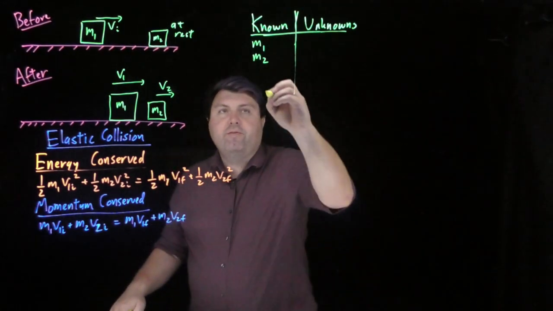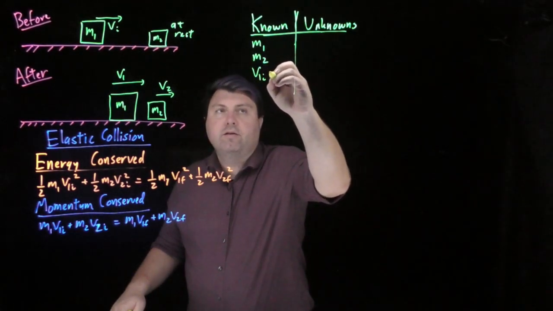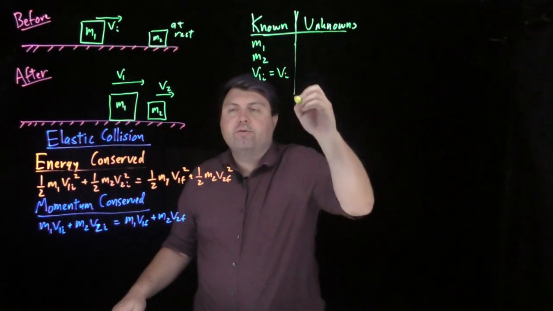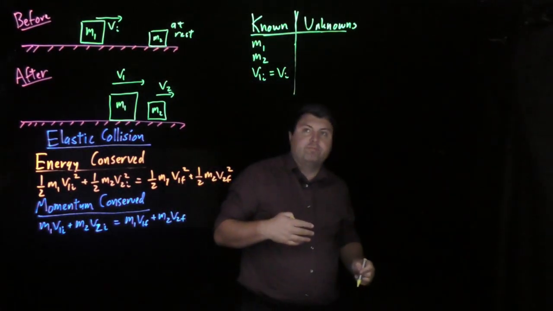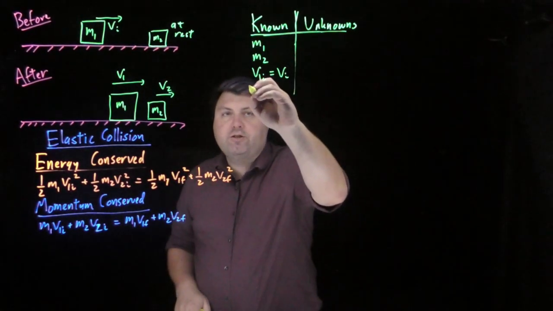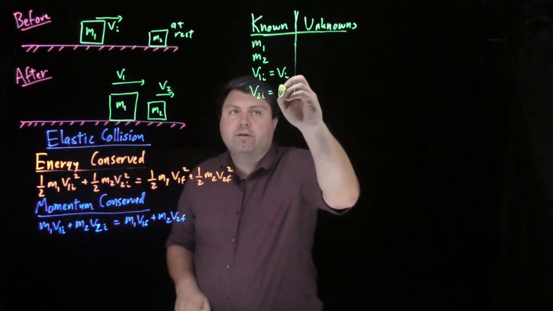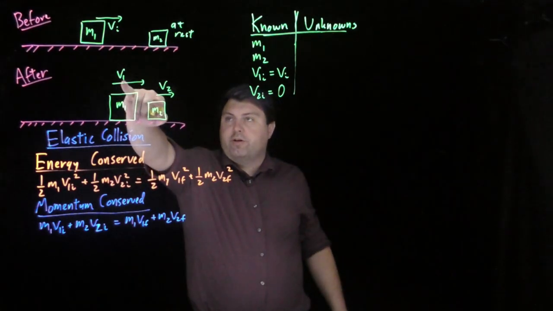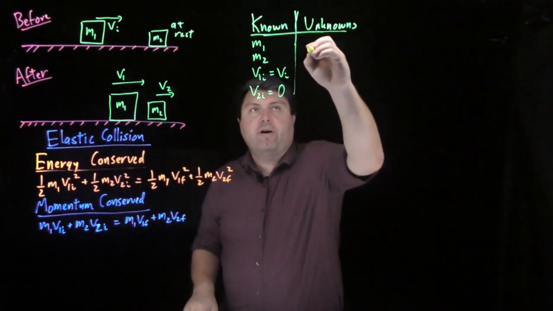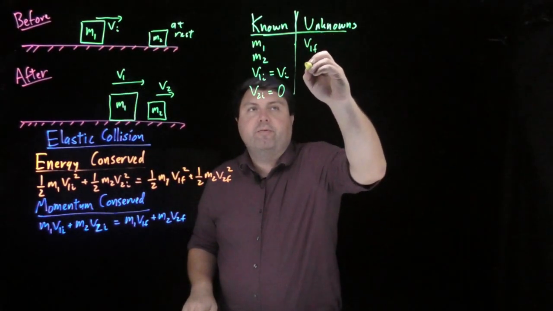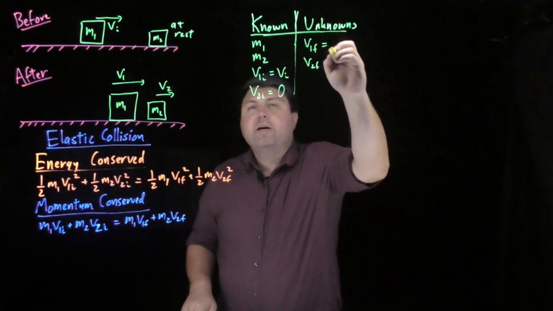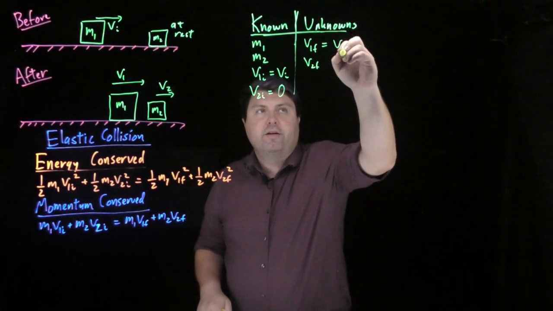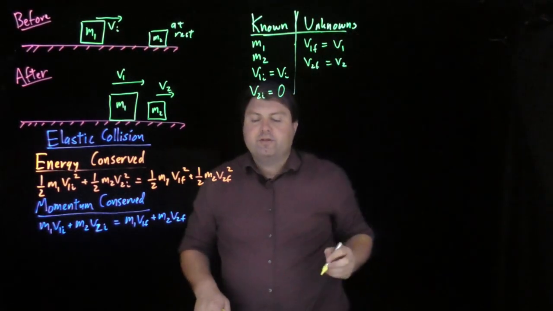We know that our v1i is known, we're given it, and we're just going to call it vi to avoid a little bit of subscript drama. And then we know that our v2i is 0. What we don't know right now are our final velocities. We don't know v1f, we don't know v2f. Again, to avoid subscript drama, we're going to call them just v1 and v2.